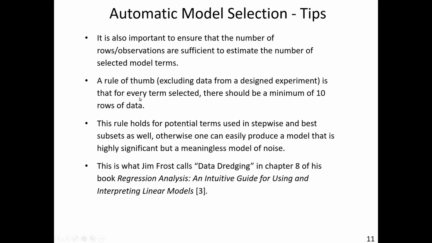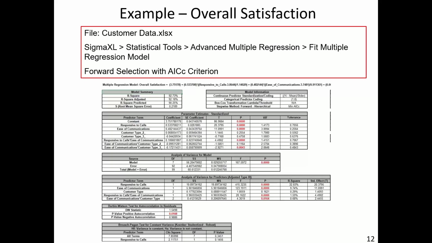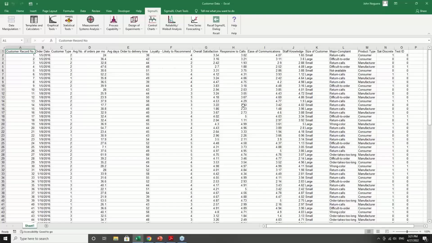But if you can avoid that, avoid the problem to start with by following this rule of thumb: 10 rows of data for every term selected. And this is potential terms. It's not just the number of terms in the model; if you're doing automatic selection, the rule applies to potential terms. And when you start getting into interactions and quadratic terms, it can quickly get quite large, so keep that in mind. A caution: automatic tools are very powerful, but they can build what appears to be a significant model that is just a nonsense model. All right, so we're going to now switch over to demonstrate.